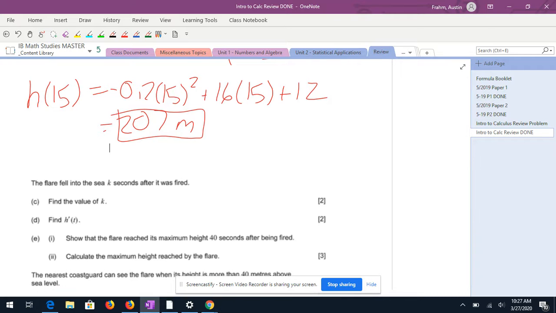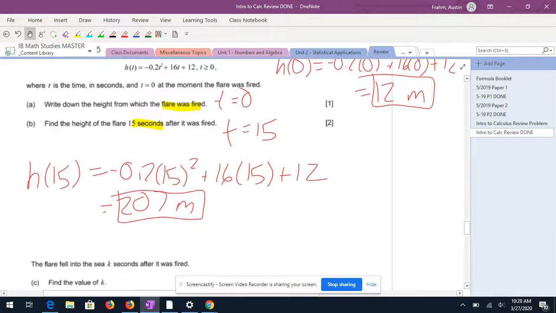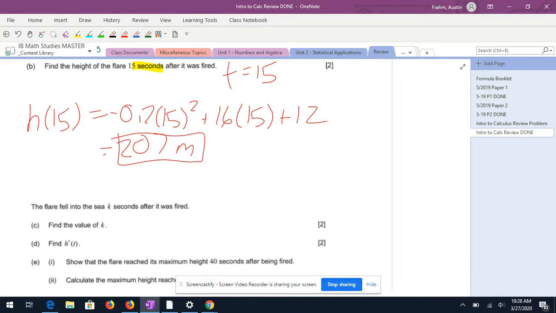Moving down to part C, it says the flare fell into the sea k seconds after it was fired. Find the value of k. So we're trying to figure out how long the flare was in the air. So what you could do is set your equation equal to 0 and plug it into y equals on your calculator.